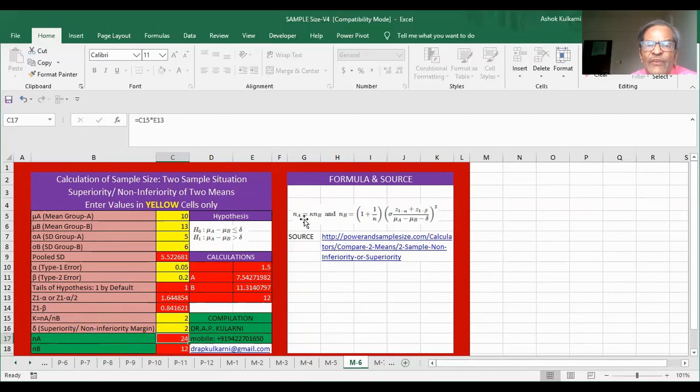And this is the formula used over here, and this is the reference from where this formula has been derived, and it is used in this Excel application.